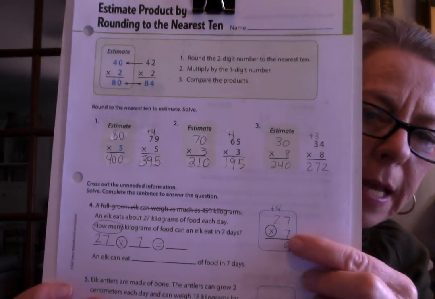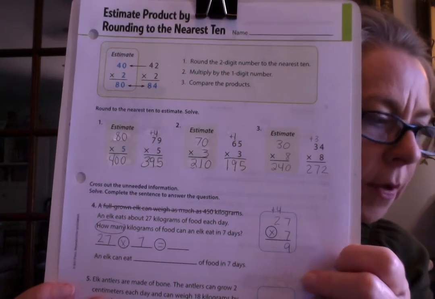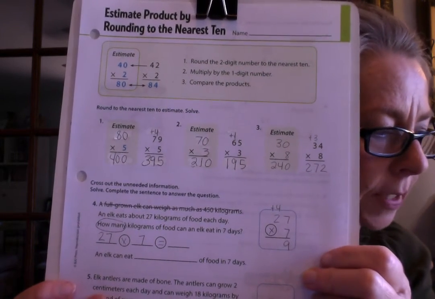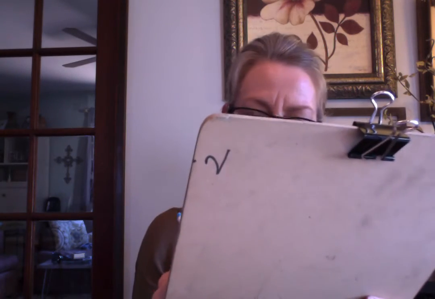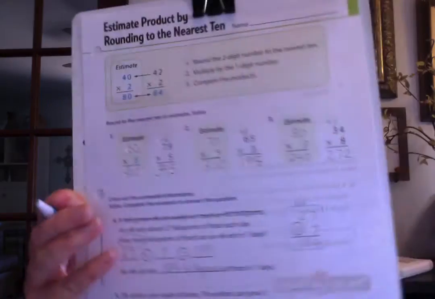Okay, so multiply 7 times 7 equals 49. The 9 goes in the 1s column, the 4 goes in the 10s column, right? And then multiply your 10s. 7 times 2 is 14 plus 4 more. Okay, that would be 189, correct? Okay, so we can write 189, and we can write an elk can eat 189 kilograms of food each day.